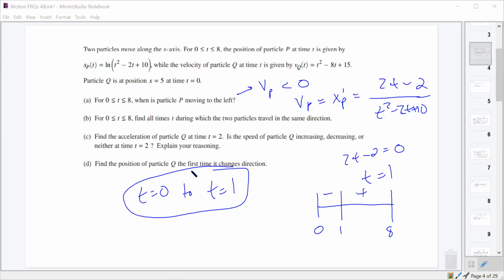And that part was worth just 2 points, 1 for correctly getting the derivative and 1 for having the correct interval. Any questions there on part A?